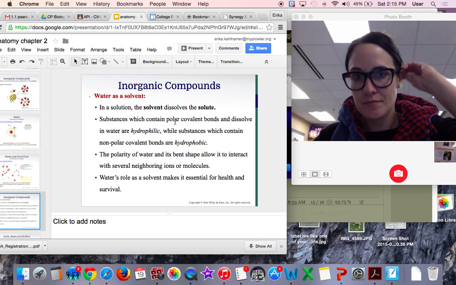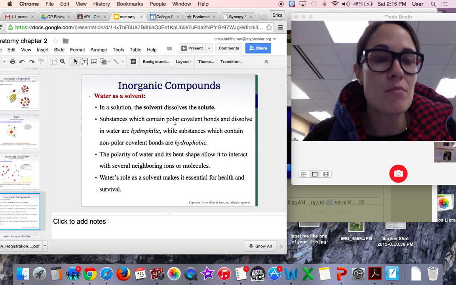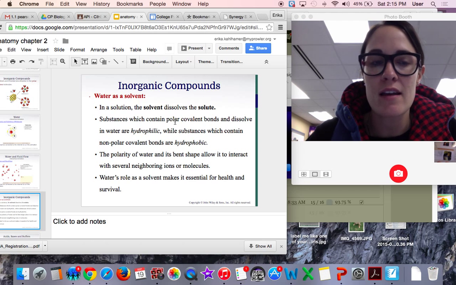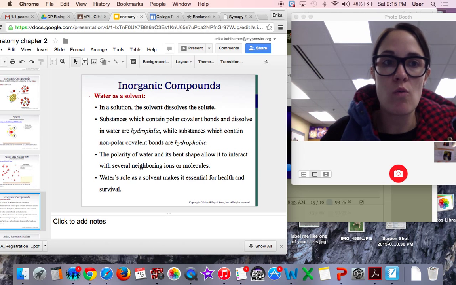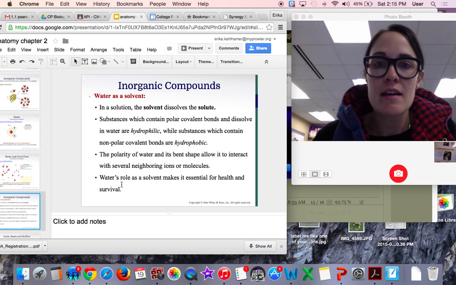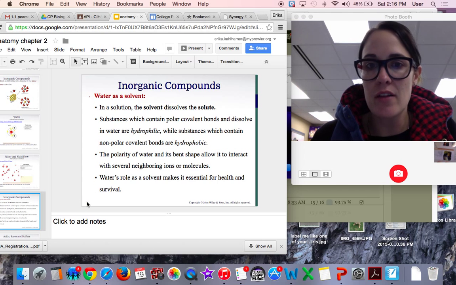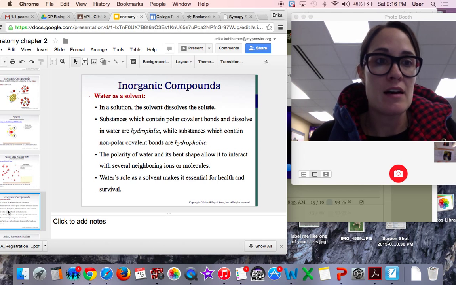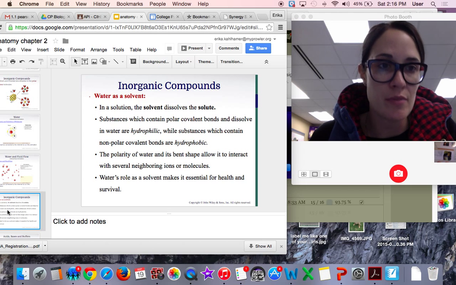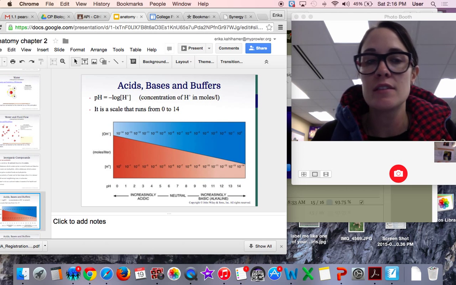Substances that have mostly non-polar covalent bonds are hydrophobic. They do not combine well with water. They're afraid of water. They have a phobia of water. Because of water being polar in its bent shape, it allows it to interact with many ions or molecules. And because of its role as a solvent in the body, doing a lot of dissolving, it's very important and crucial to health and survival.